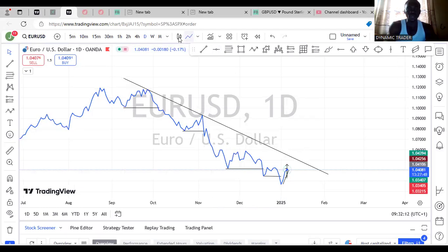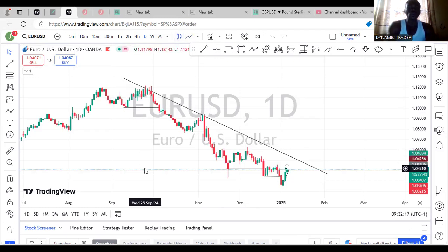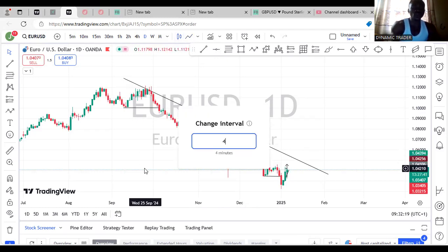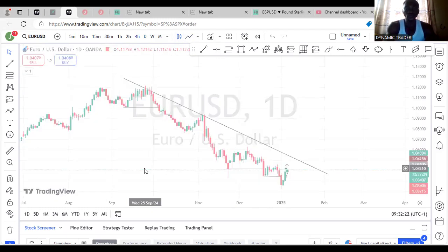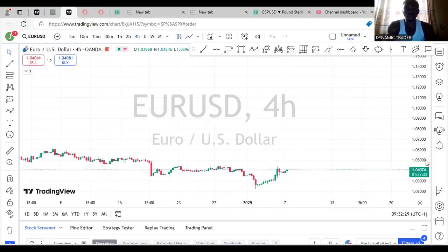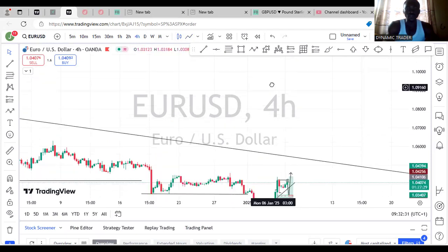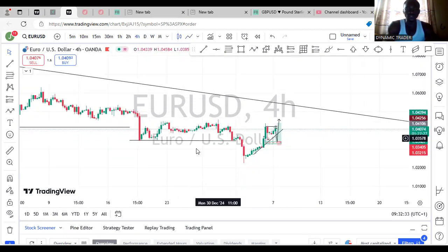Now let me put it back from line chart to candle. Now coming back to the 4-hour time frame. Let me load this, I want to show you something. On the 4-hour time frame, this is clearly what we call a break of structure, because the market has been doing lower lows and lower highs. You can see whenever it goes up, it breaks this low, causing another lower low.